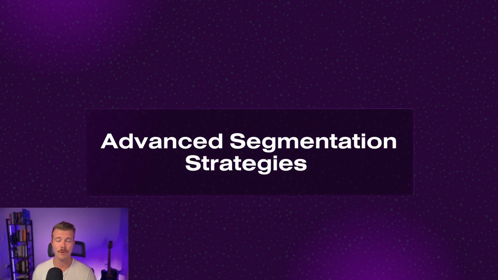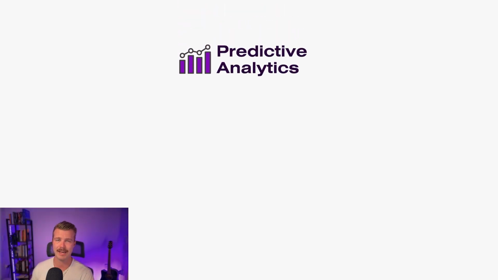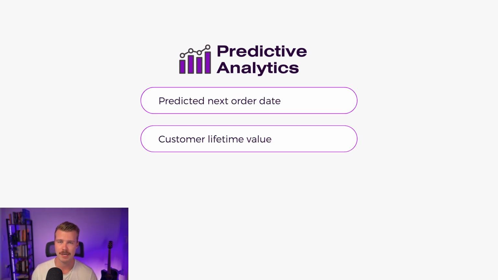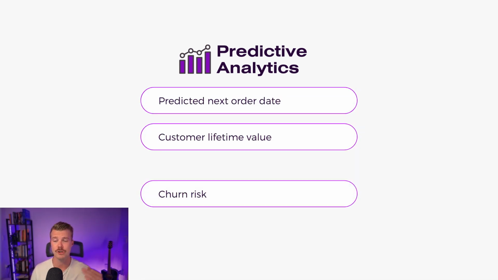Now, one of the really cool things you can do is use predictive analytics. Now, you can only use this if you have enough data to actually support it and make it meaningful, but you can look at when someone's next predicted order will be. You can look at the customer lifetime value prediction. You can look at whether they're a churn risk or not.